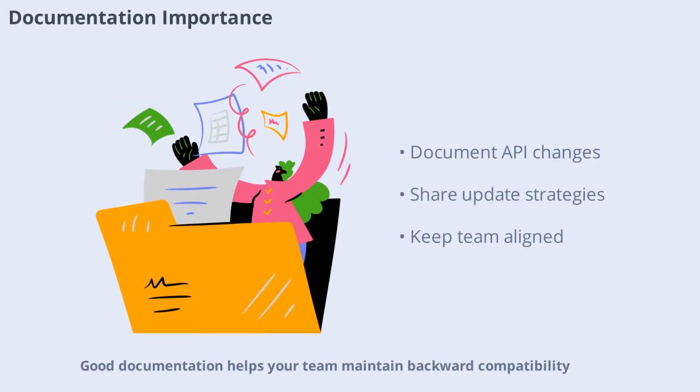Good documentation helps your team maintain backward compatibility. Document your API changes, feature flags, and update strategies clearly. This ensures that everyone on your team understands how to keep the app stable across versions.